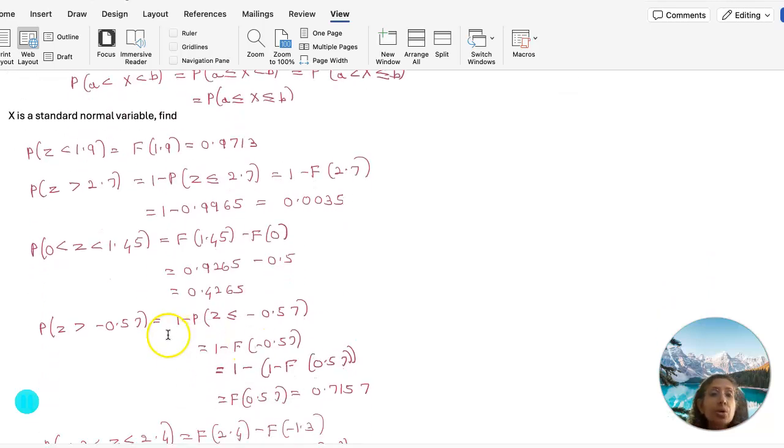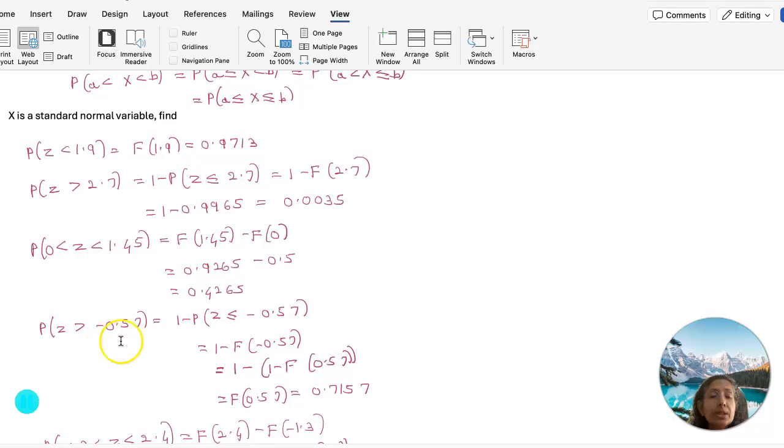The next question, the probability that Z lies between 0 and 1.45. This will be F(1.45) minus F(0) as we have seen earlier. Again, using the normal distribution table, you get F(1.45) as 0.9265. F(0) we have already seen as 0.5, so this will be 0.4265.